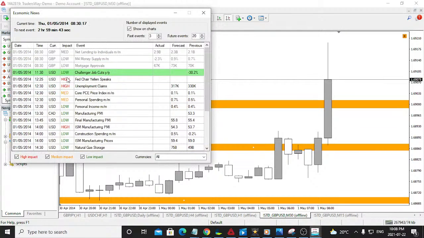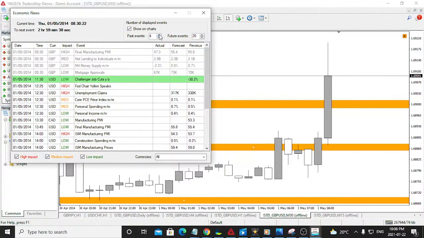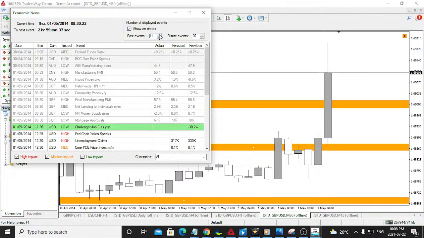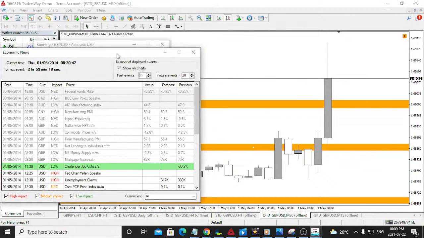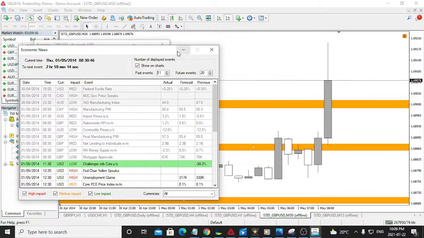Was there news? Let me see here. Past events show like 10 of those. Let me see, 8:30. There was some medium news here. Yeah, there was some medium and high news. Okay, so it was Thursday with a lot of volume. This way you gotta look at days with news. I didn't look at news this day. I need to actually mark that down. One moment, I'll be right back.